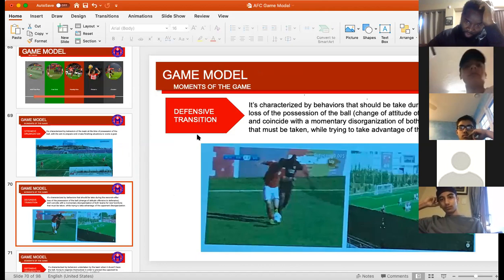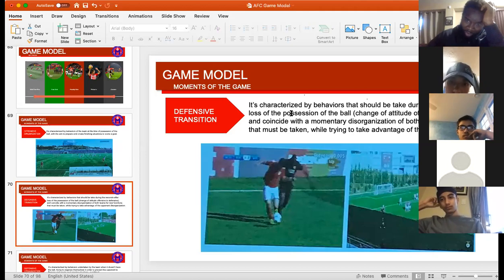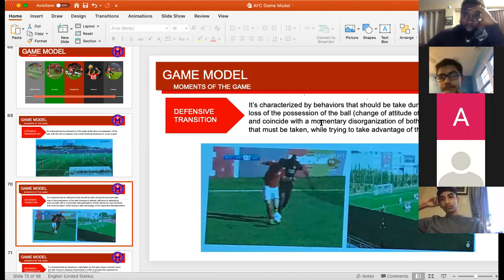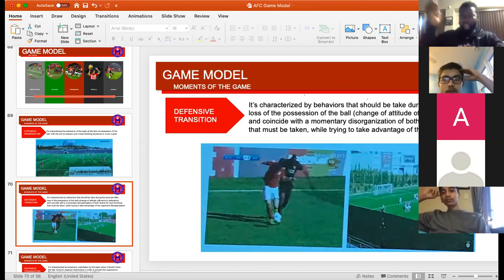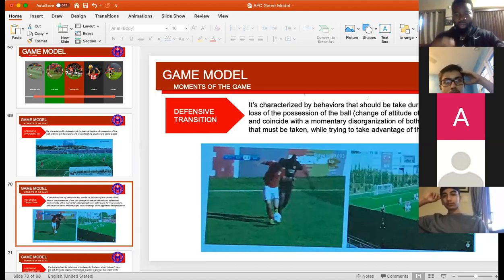So again, defensive transition is characterized by the behavior that should be taken during the seconds after we lose possession of the ball. So we have to change our attitude from offensive player to defensive player, coinciding with a momentary disorganization of both teams, for a new function that must be taken while trying to take advantage of the opponent's disorganization. So again, if we lose the ball, we have to reorganize. We've got to change our attitude from attacking to defending team, and try to win possession of the ball as soon as possible.